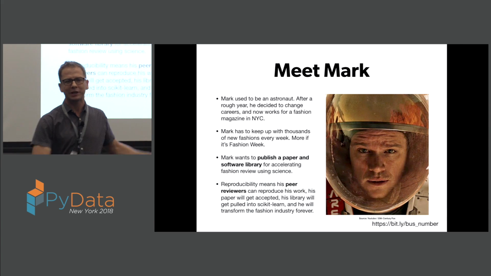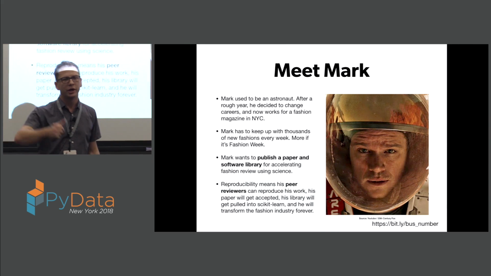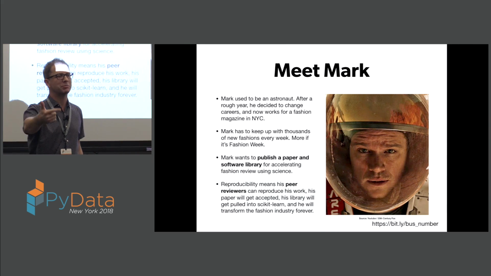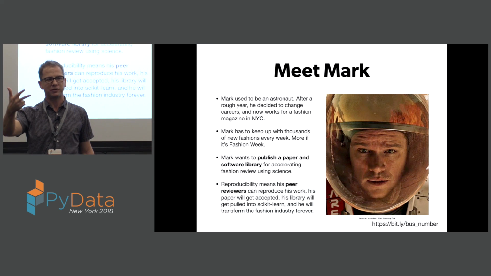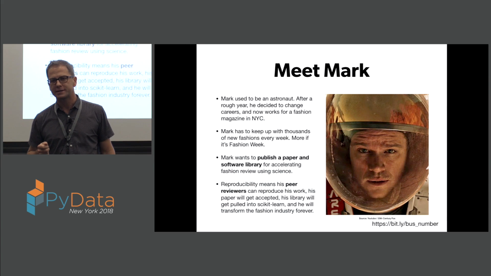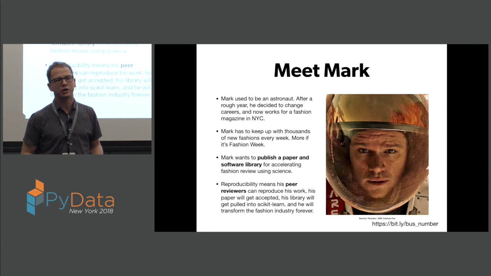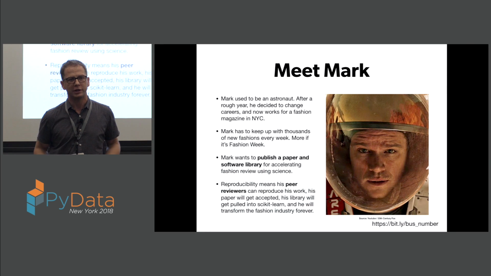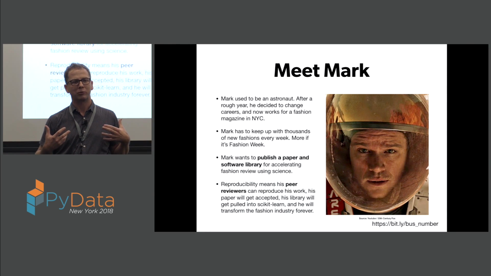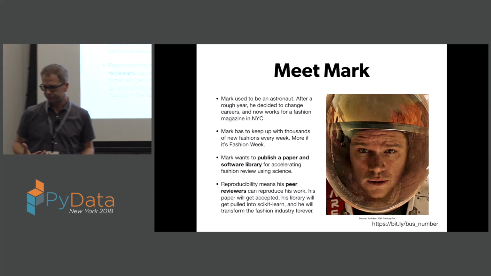He's not from this field. He was an astronaut. To establish his credibility, other people need to be able to do what he's doing. His goal is to publish a paper, get his code accepted into scikit-learn, and change the field of fashion forever. Why does deep reproducible data science help here? Because if your peers can reproduce it, chances are other people are going to use what it is that you're doing. That stuff's going to be valuable not only for you, but the entire data science community.